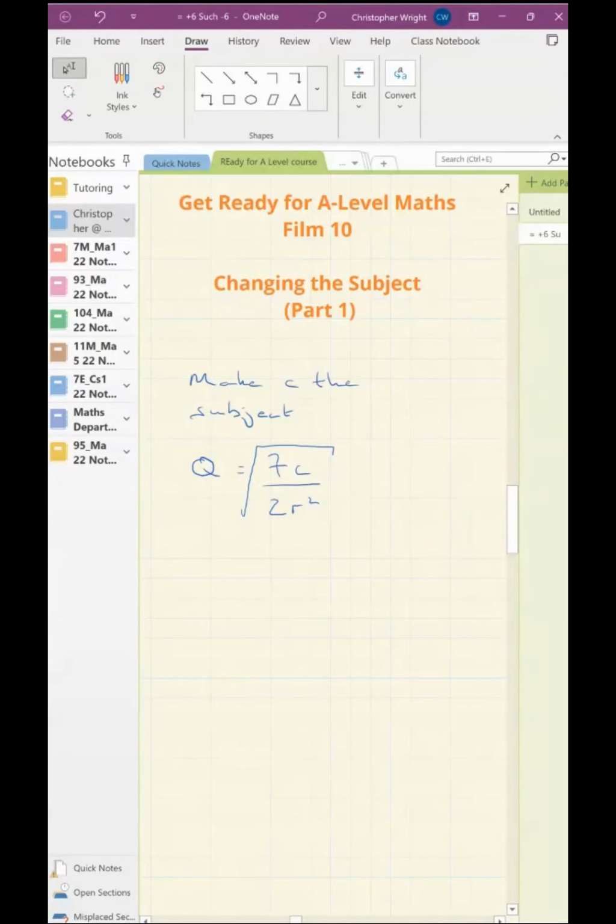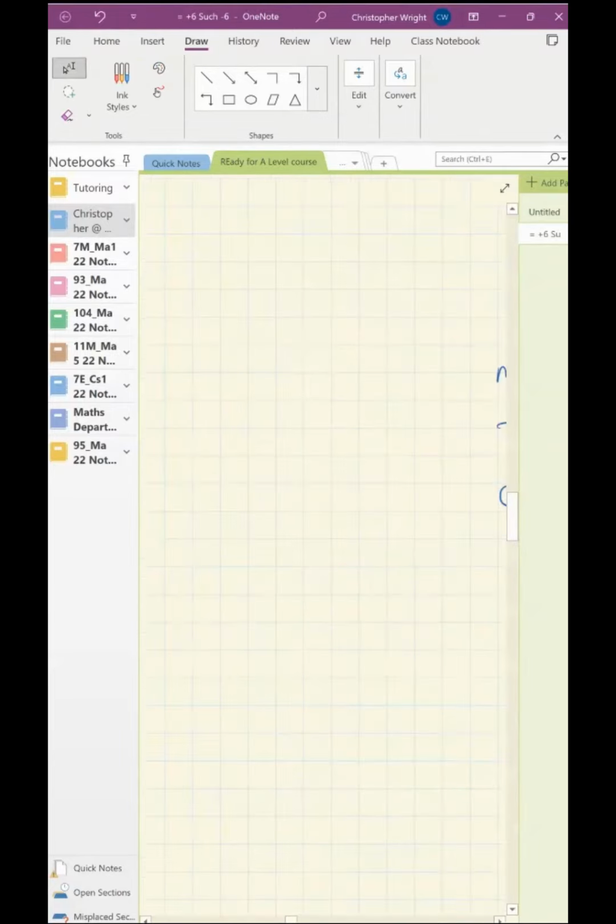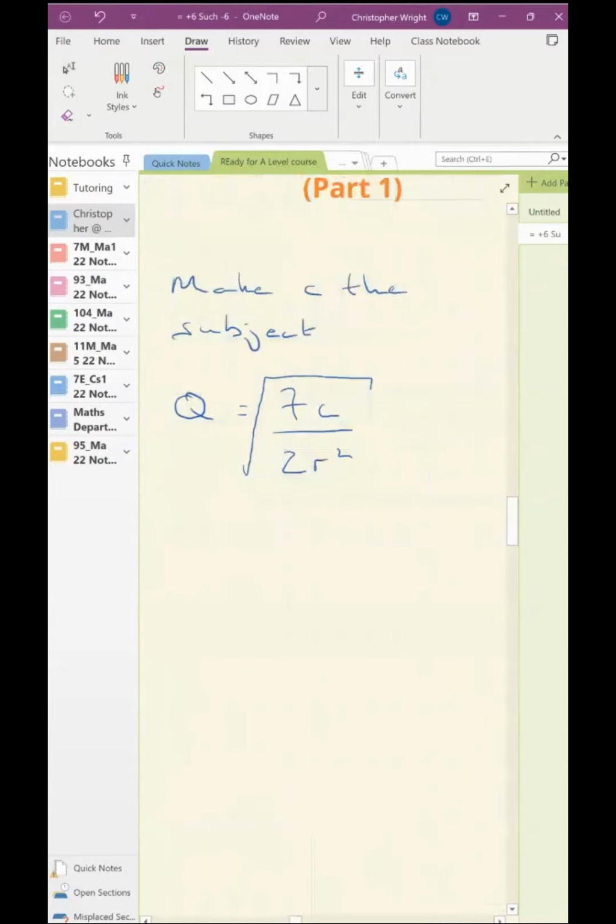Right here, and we're getting ready for A-level maths. We're on film 10, changing the subject. Part 1 are more straightforward than those in part 2. Let's have a look at this. We've got to make c the subject of this expression.